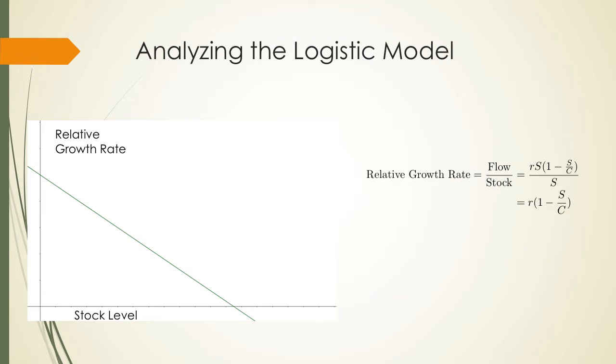To start, notice that the relative growth rate is the flow, or the absolute growth rate, divided by the stock. If we use the formula for logistic flow we've previously derived, then we see that the relative growth rate is R times 1 minus S over C. When S is 0, the relative growth rate is simply R. In other words, R is simply the intercept on the vertical axis. Also, the relative growth rate is 0 when S is equal to C. This means that the horizontal intercept is the carrying capacity.